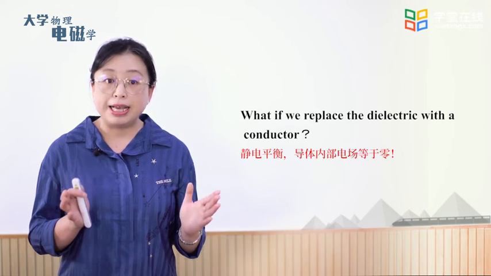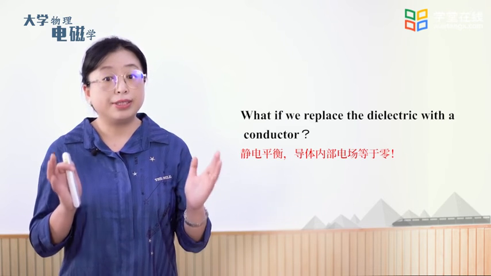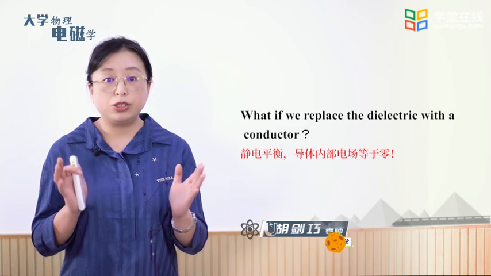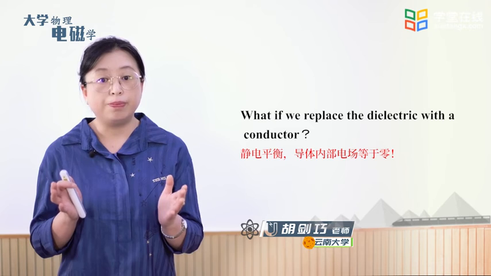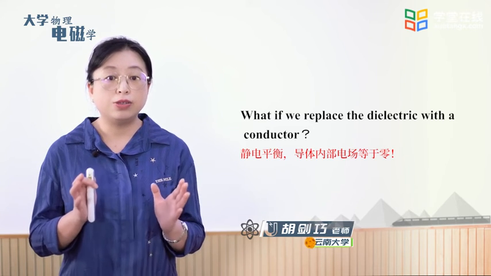Now, please recall a conductor in a field. Here, if we replace the dielectric with a conductor, the net field between the plates would be zero because of electrostatic equilibrium. This is the difference between the properties of a conductor and a dielectric in the electric field.